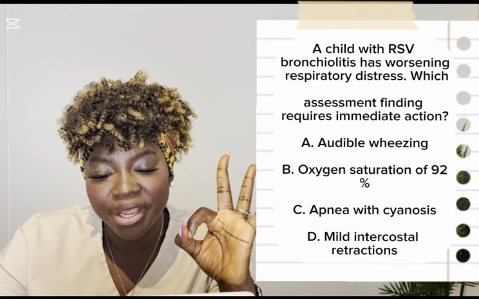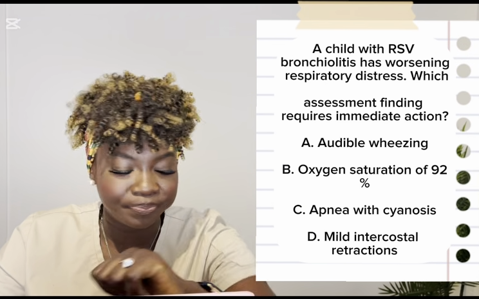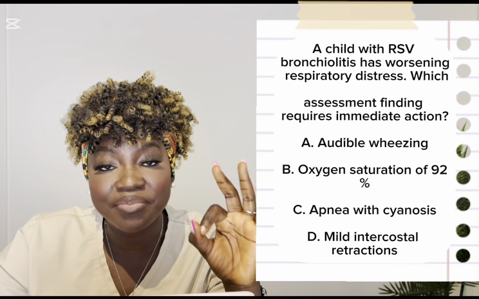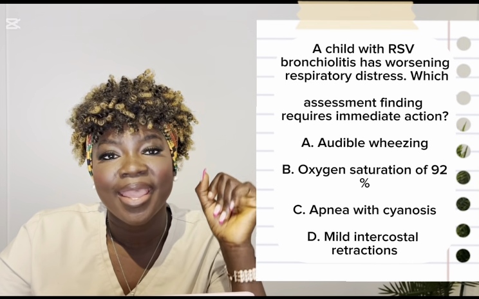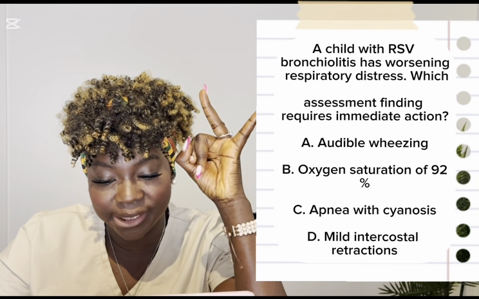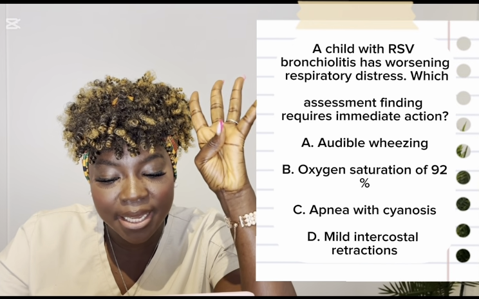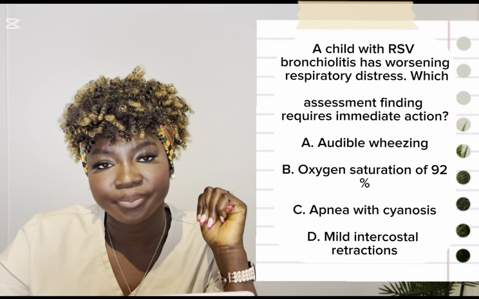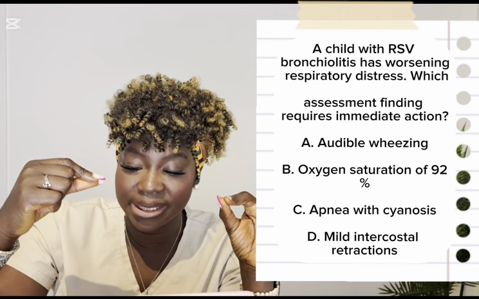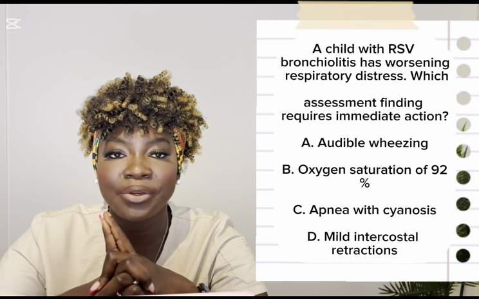A child with RSV bronchiolitis has worsening respiratory distress. Which assessment finding requires immediate action? A, audible wheezing. B, oxygen saturation of 92. C, apnea and cyanosis. And D, mild intercostal retraction. Guys, we are looking for which assessment requires your priority action, and the right answer is C, apnea and cyanosis.